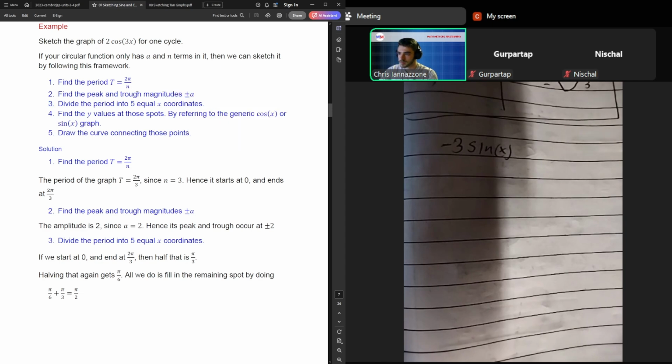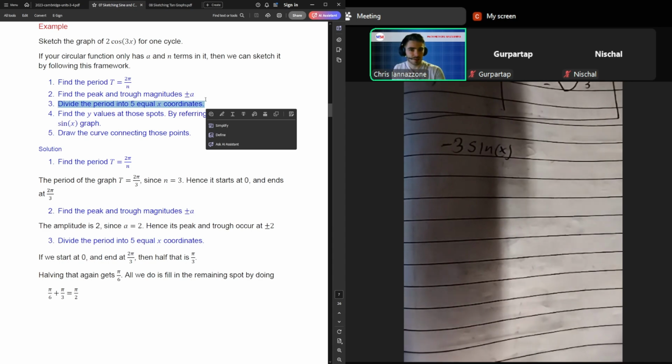From there, we know our y values, and we know some of our x values. We know where it starts and where it ends as far as x is concerned, but we don't know where all the other key features are. Like where do the peaks and troughs occur? Where do the mid-levels occur? That's what step 3 is all about.